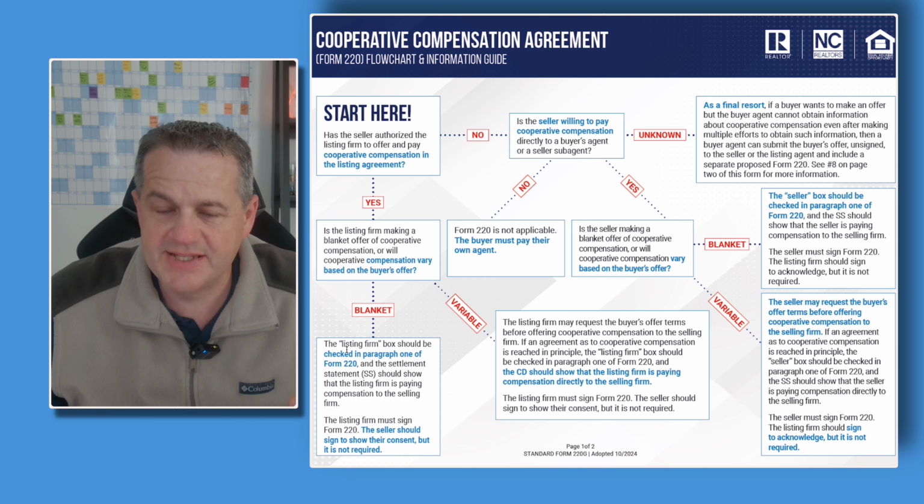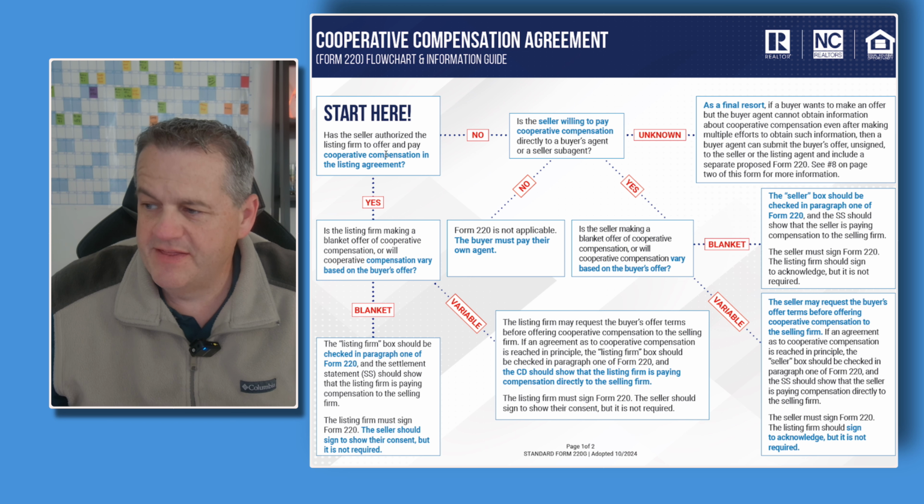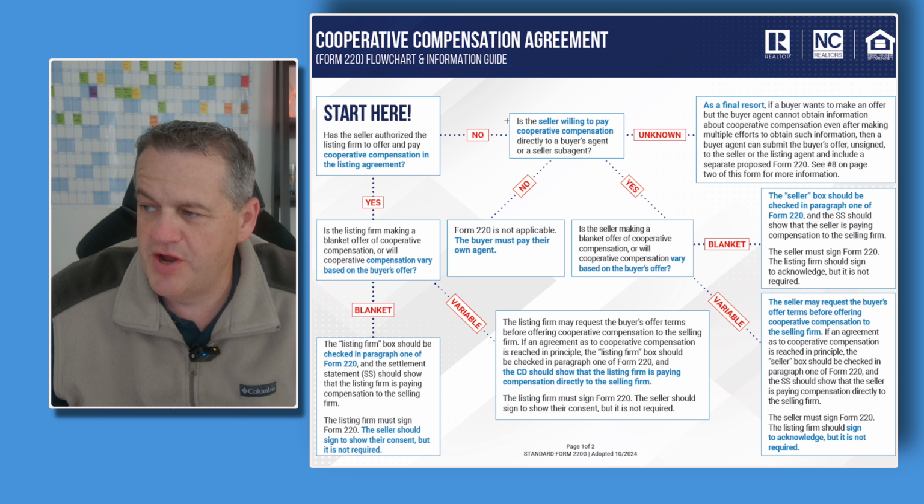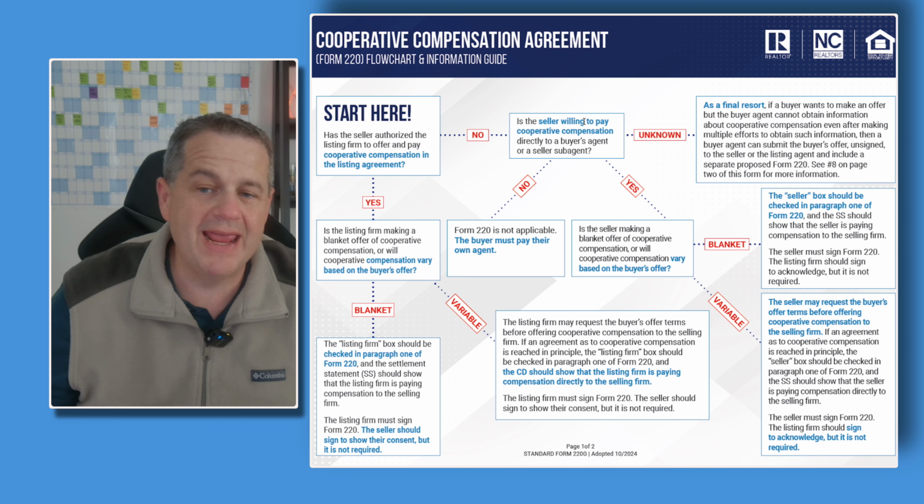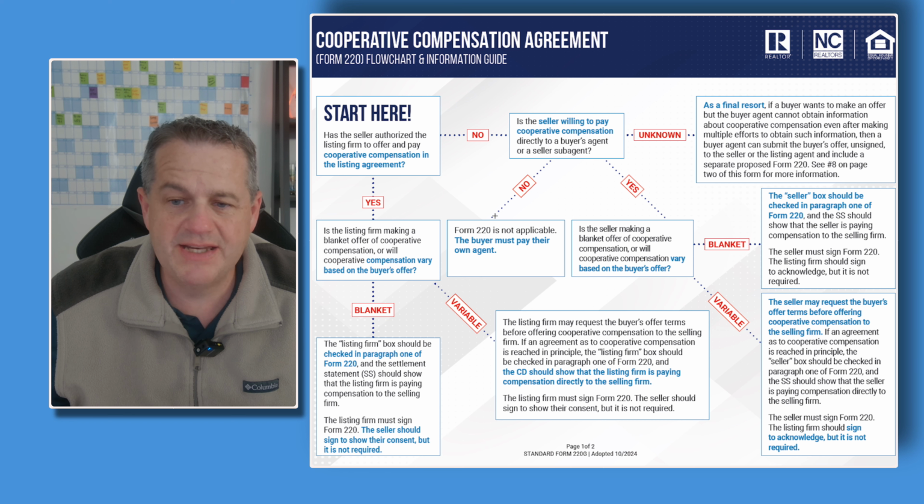Now I know there's a lot of different ways that firms are requiring you to fill this out, but there are also conversations that need to be had regarding the negotiation of this as well. So if the seller has not authorized the firm, we're going to go to no. So now, is the seller willing to pay cooperative compensation directly to a buyer's agent or sub-agent? If the answer is no, then the Form 220 is non-applicable. If the answer is yes, is the seller making a blanket offer of cooperation, or will it vary based on the terms of the offer?